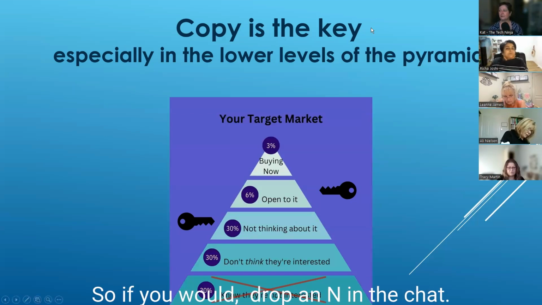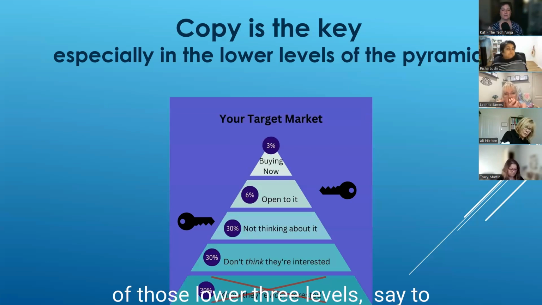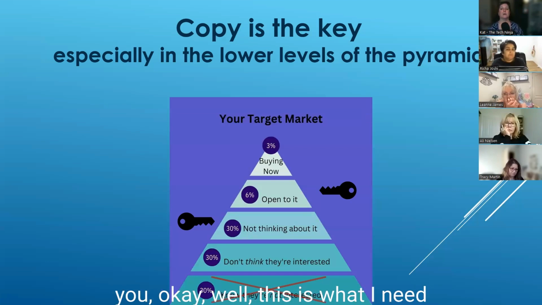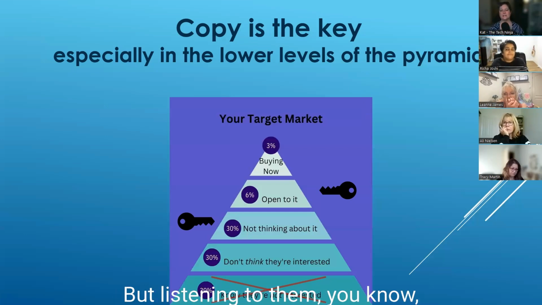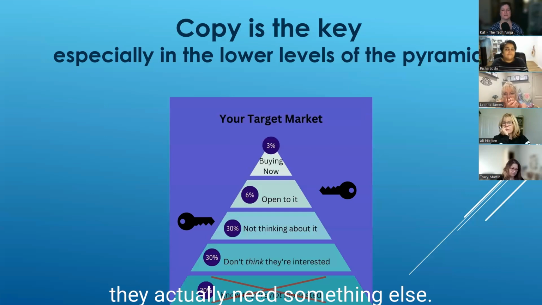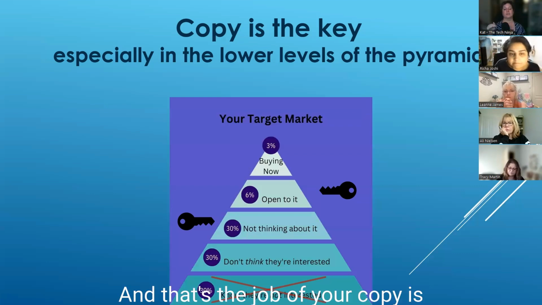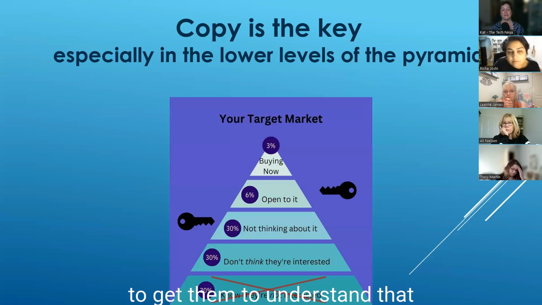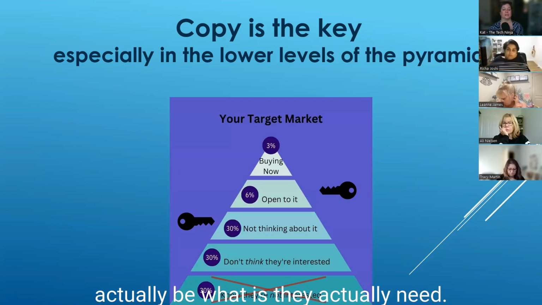So if you would drop an N in the chat if you have ever had a potential client, somebody who's probably in one of those lower 3 levels, say to you, okay, well, this is what I need, and it's what they think they need. But listening to them, they actually need something else. Yeah, exactly. And that's the job of your copy, is to get them to understand that what they think they need might not actually be what they actually need.